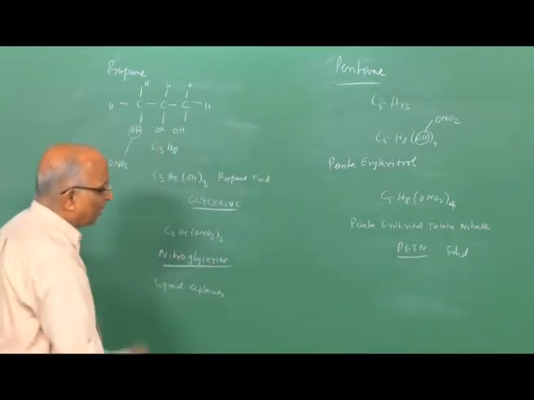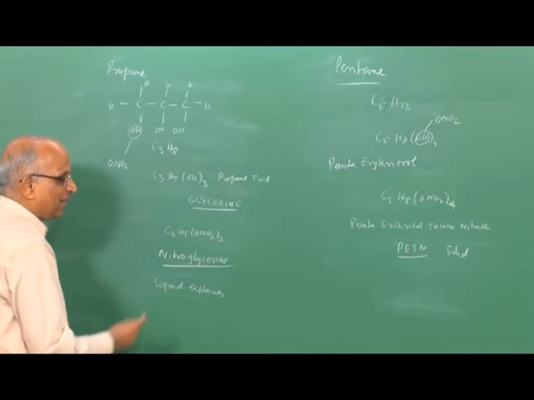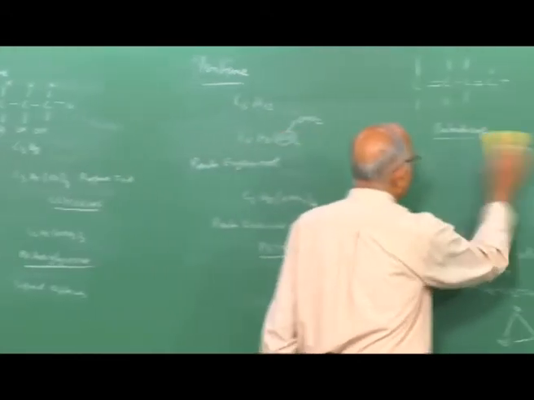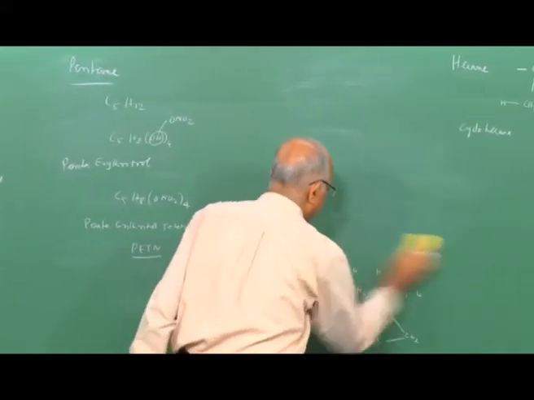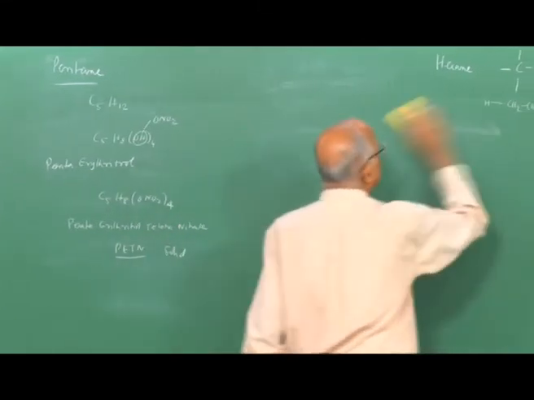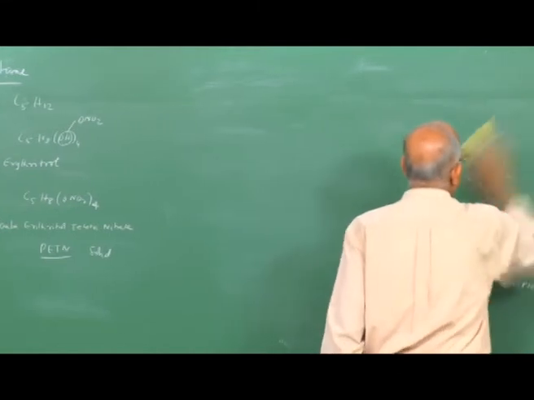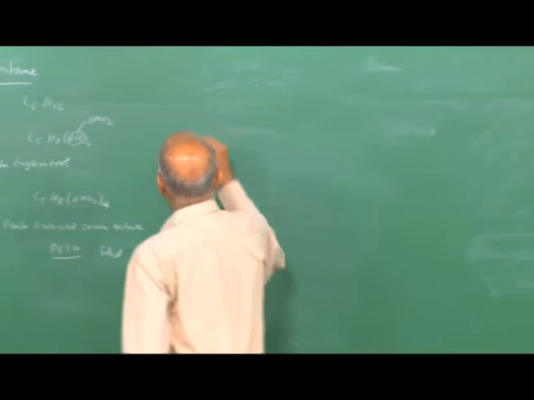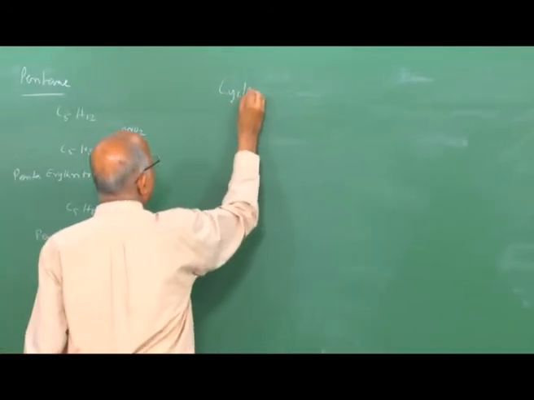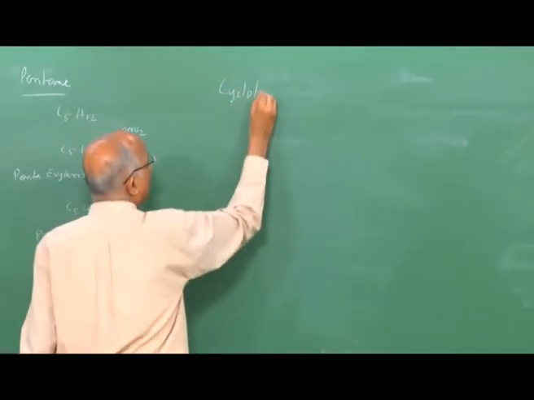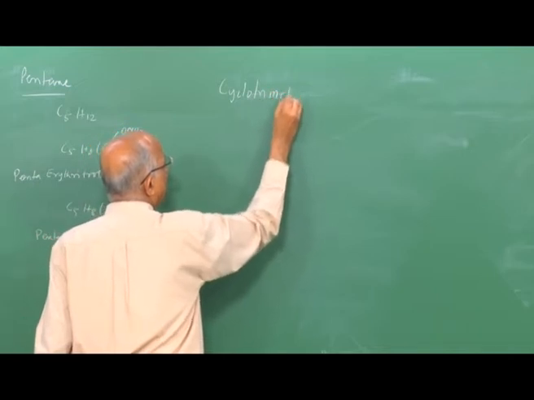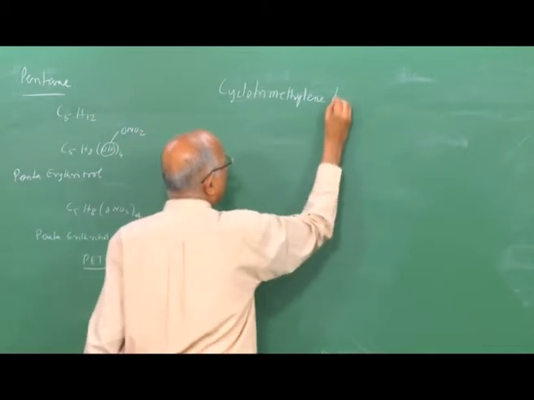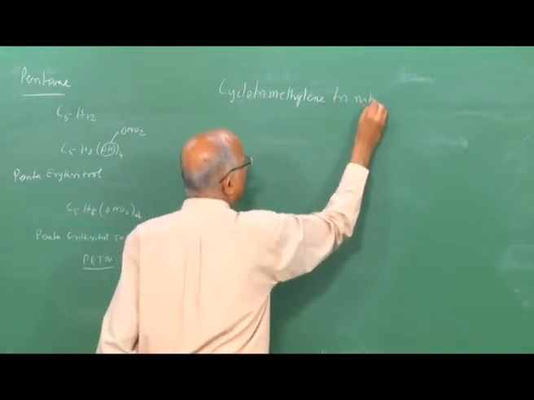You know, let's go to the next one. See, this is from alkanes. Let's take a few from cycloalkanes. When we talk of cycloalkanes, we are talking of cyclochains. Let's just take an example: trimethylene trinitramine.